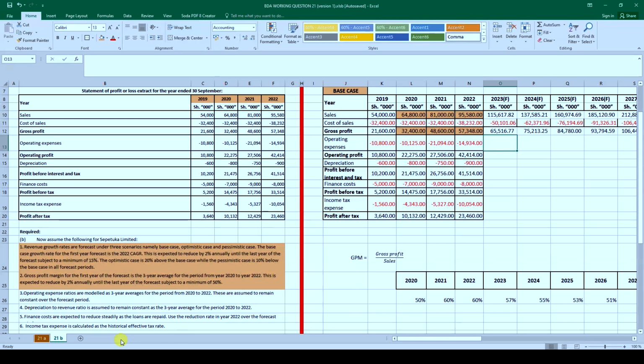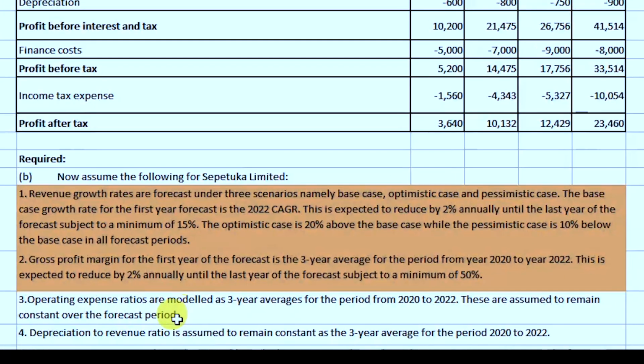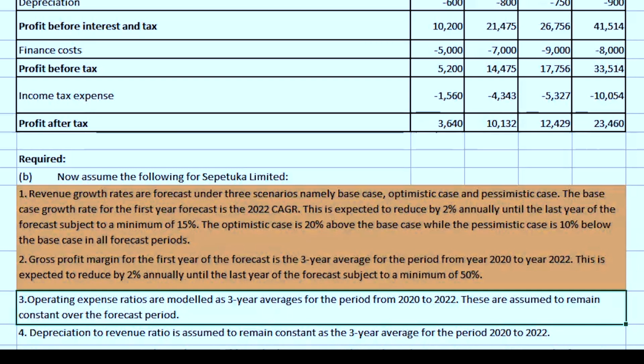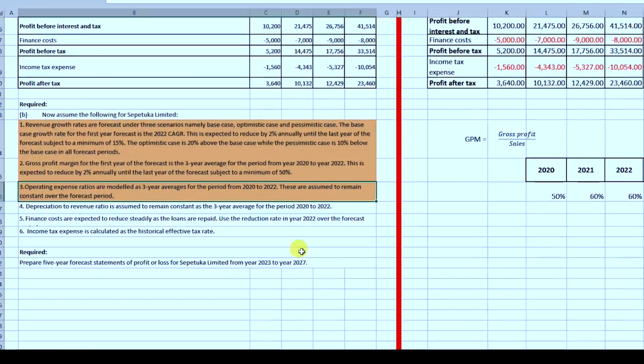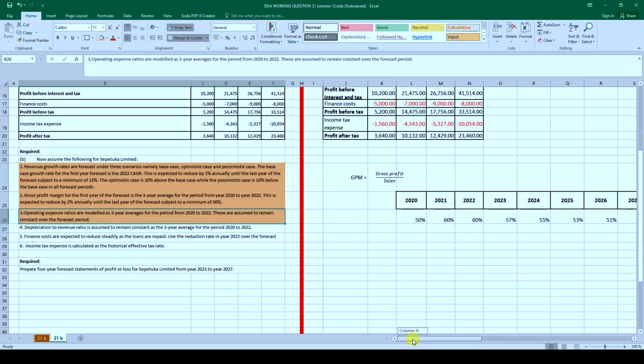We go back now to the required part number 3, to the adjustments number 3. Highlight it as usual, put it up a bit. Operating expense ratio are modeled as the 3-year averages for the period from 2020 to 2022. These are assumed to remain constant over the forecast period. So what is the expense ratio? The expense ratio relates to the sales.